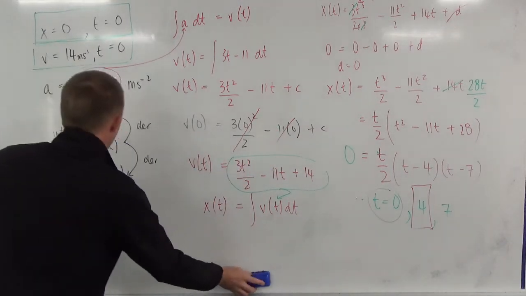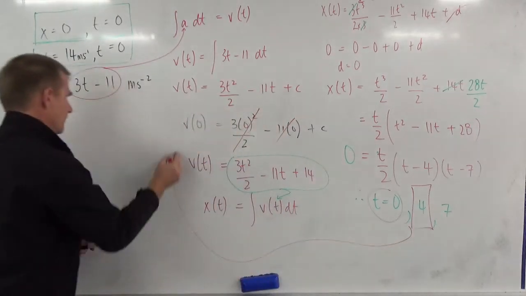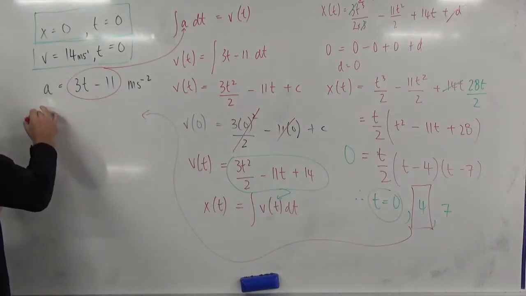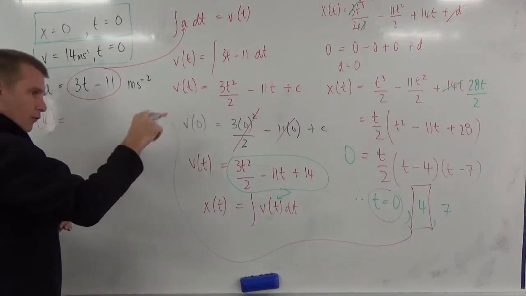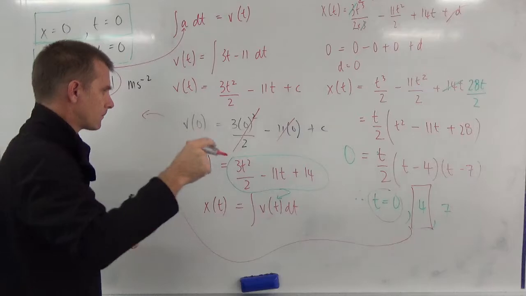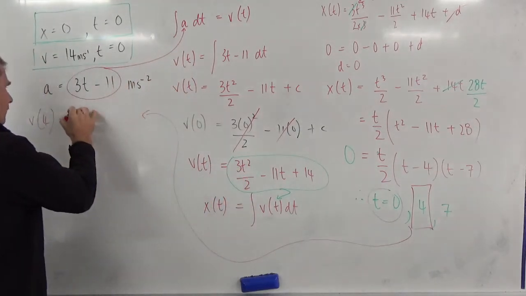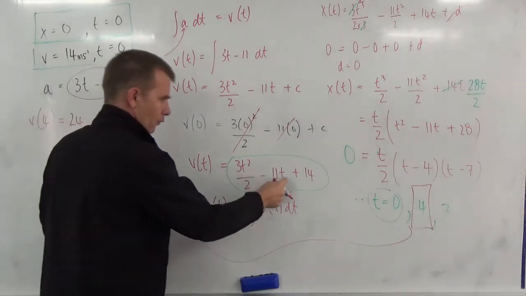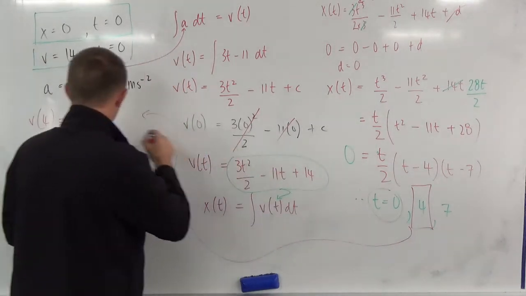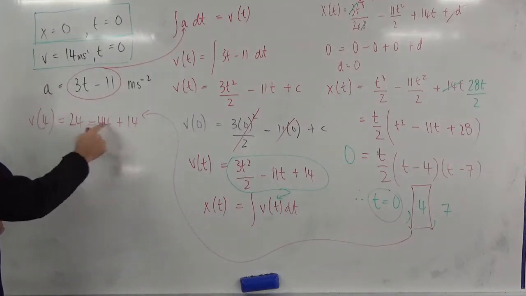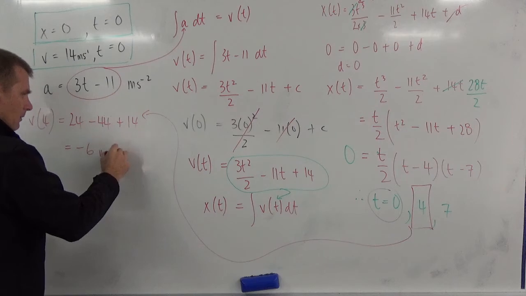Let's find ourselves some space. Let's get rid of this. Okay, so we're over here now. Right, I would need to work out v of 4 equals 3 times 4 squared. 4 squared is 16. 16 divided by 2 is going to be 8. Times 3 is 24. 4 times 11 is going to be minus 44, and plus 14. So what have we got? We've got 38 minus 44, which is minus 6 meters per second.